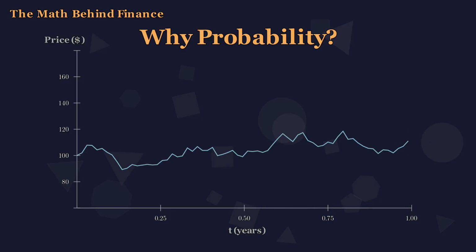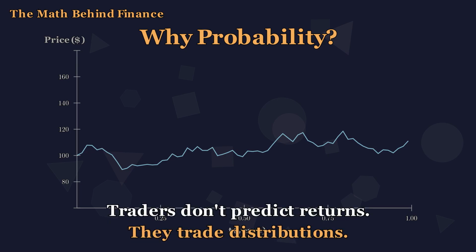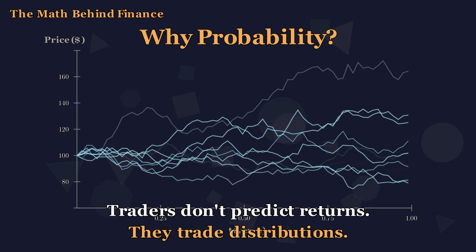This is one possible future for a stock, one path, one story, up 7% over the year if you trust this picture. But here's the thing about serious traders. They don't predict returns. They trade distributions, because every single price you see is just one sample from a much bigger object. A cloud of futures, each one equally consistent with the same starting point, the same drift, the same volatility.